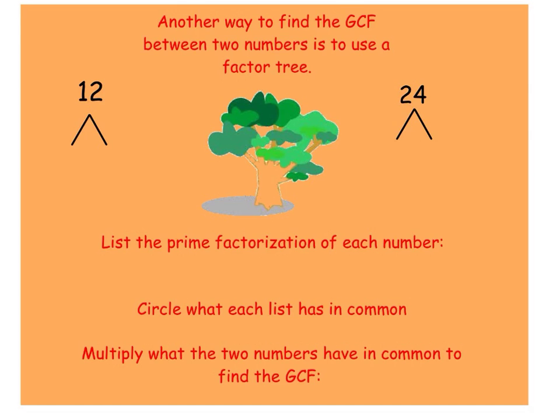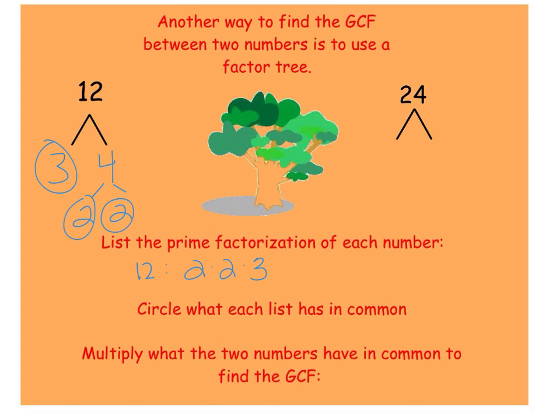Another method to find greatest common factor is to make factor trees, okay? So remember, factor trees, we did that in the last two lessons. Let's make a factor tree for 12. 3 times 4 is 12. 3 is prime, so I'm done with that branch of the tree. 4 is not prime, so I got to keep going. 2 times 2 is 4. 2 is prime, 2 is prime. So that's completely factored. Okay, so I'm going to list the prime factorization of 12. It's 2 times 2 times 3.